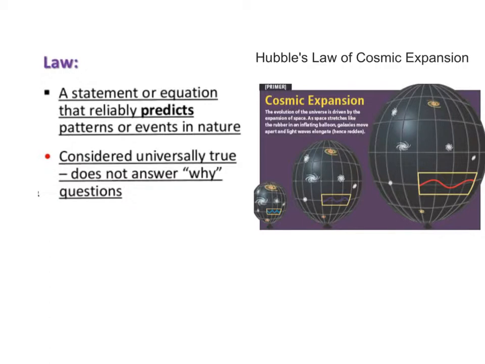A law is a statement or an equation. You might think an equation can't be a law, but an equation is really just a description using math of something you could have described in words. So for example, there's an equation that you may have heard of in math that goes like this: a squared plus b squared equals c squared. It describes the relationship among the sides of a triangle, and it's called the Pythagorean theorem.